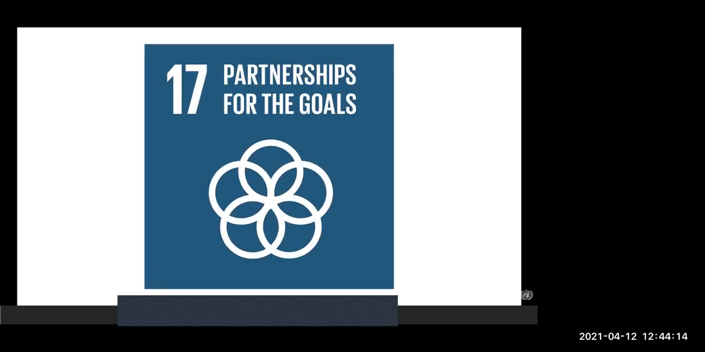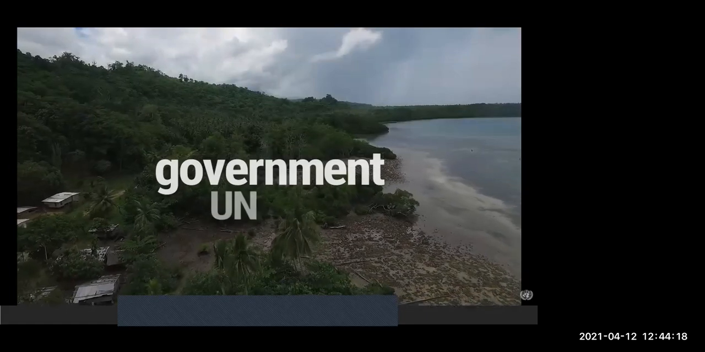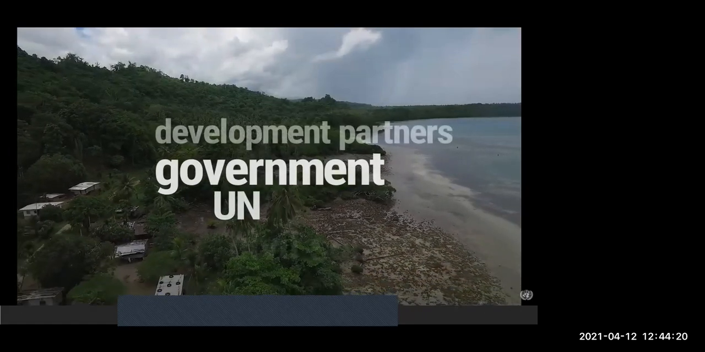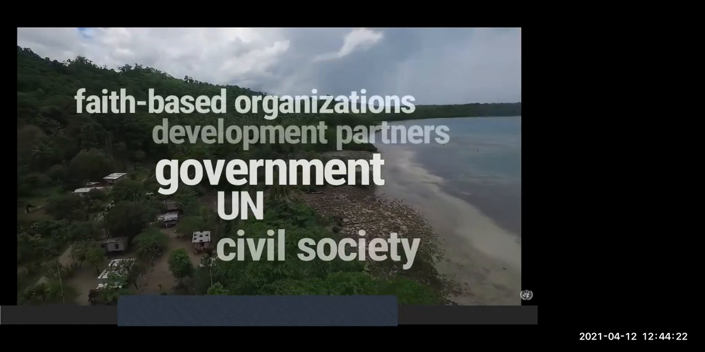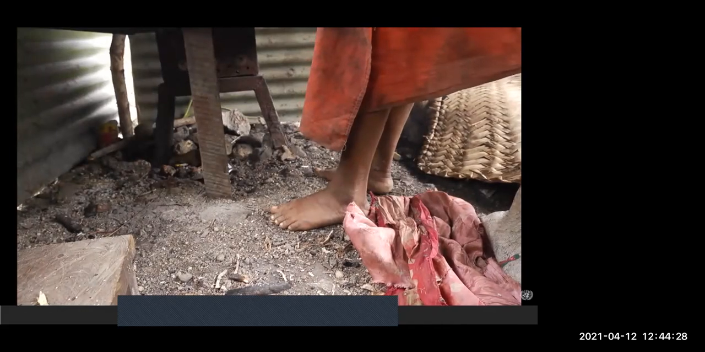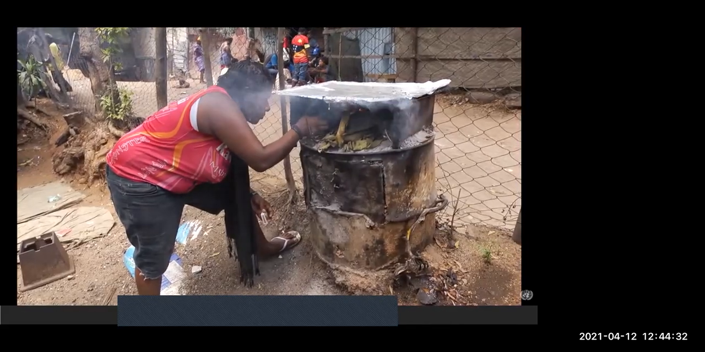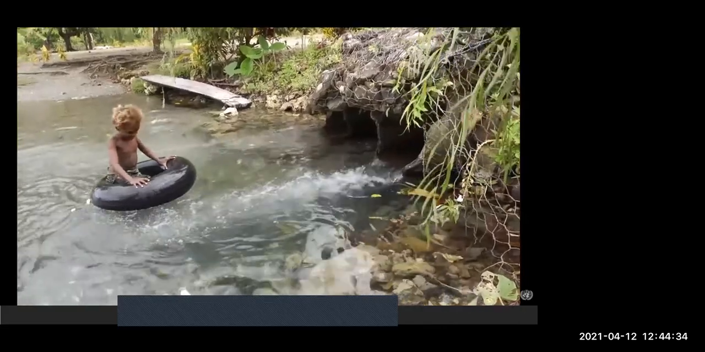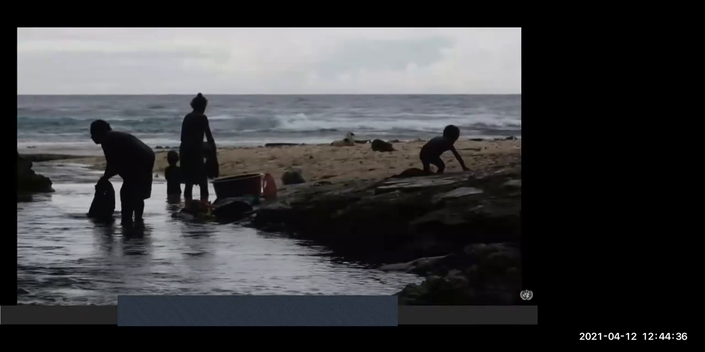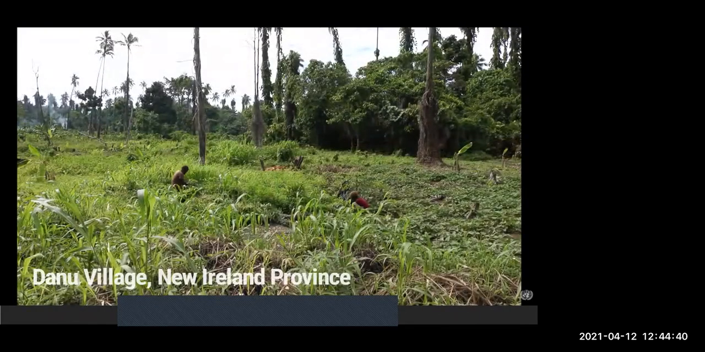The last goal focuses on the importance of partnership between the government, the UN, development partners, civil society, faith-based organizations, youth groups, communities, and the private sector. Despite the many challenges of life in Papua New Guinea, the government and people of PNG are making great efforts toward the SDGs. Progress will be made only if we work together. We begin with one woman working tirelessly to feed her family.